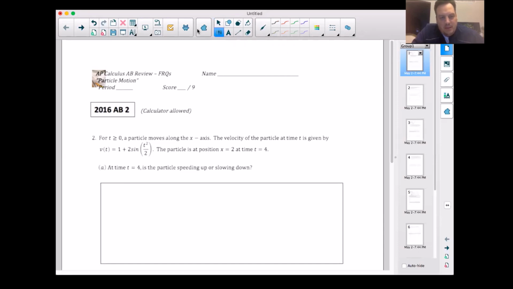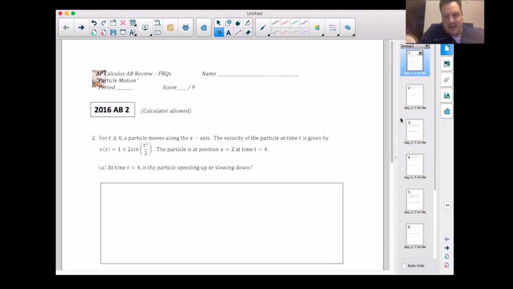This was AB number 2. And since it was question number 2, we knew that calculators were allowed. The stem says for t greater than or equal to 0, a particle moves along the x-axis. The velocity of the particle at time t is given by v of t equals 1 plus 2 sine of t squared over 2. The particle is at position x equals 2 at time t equals 4.